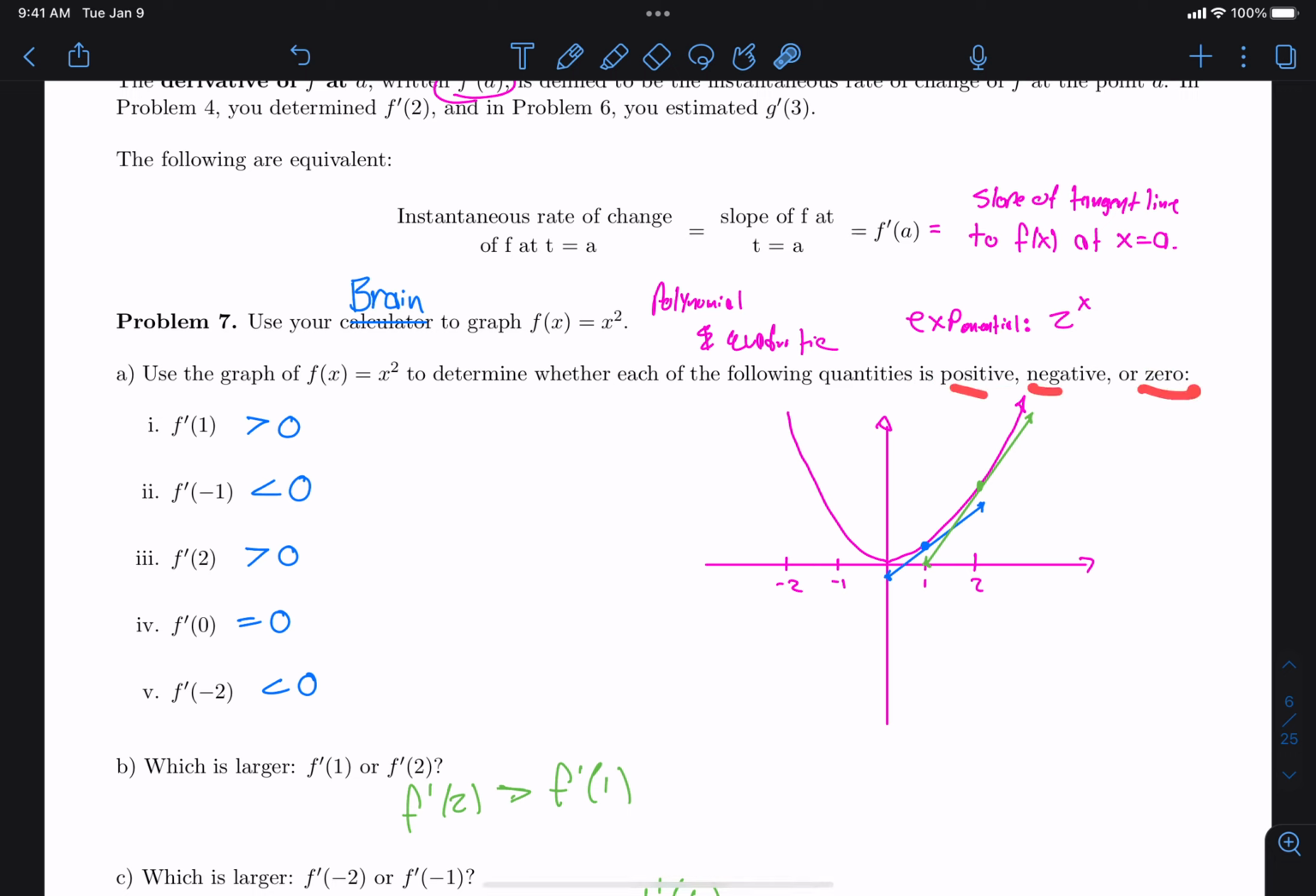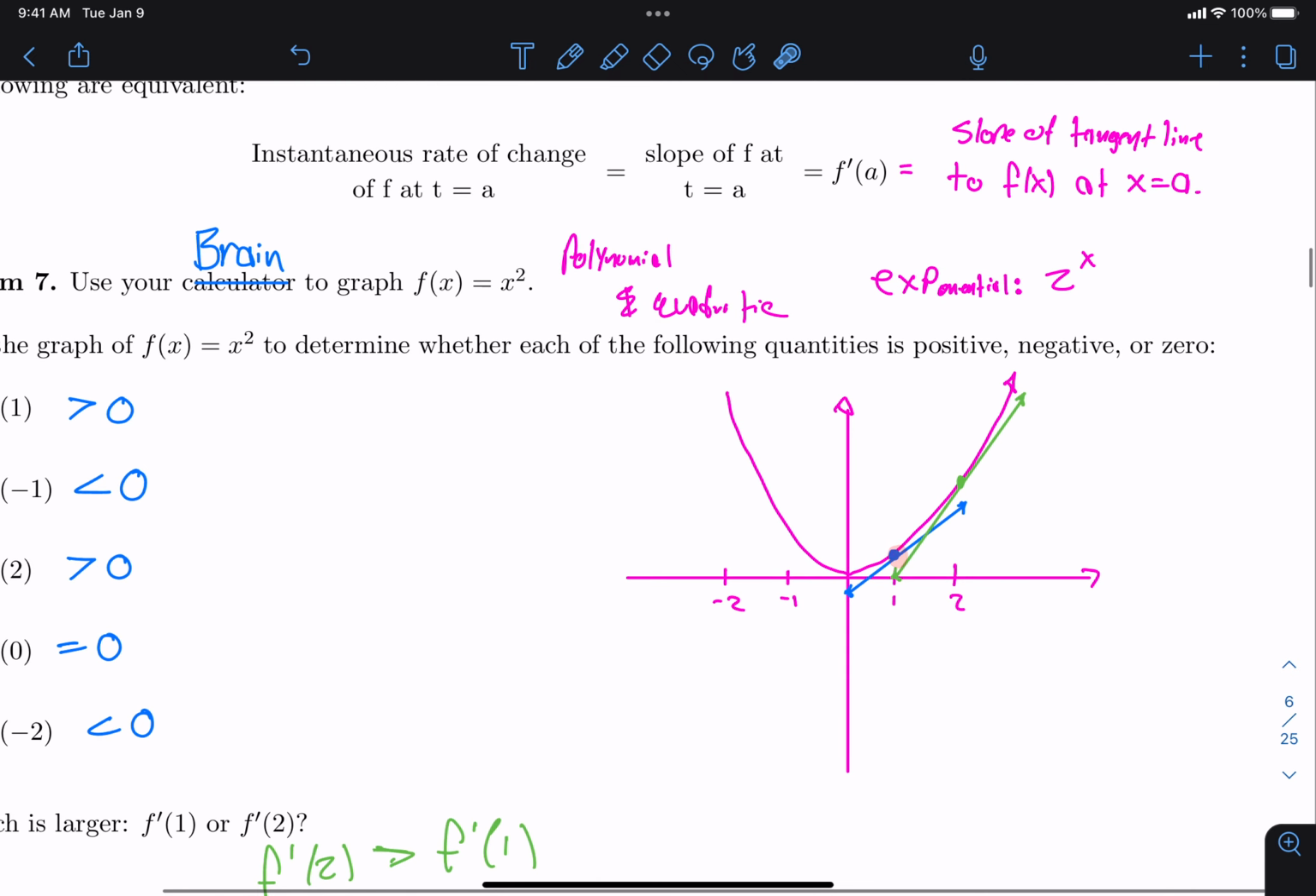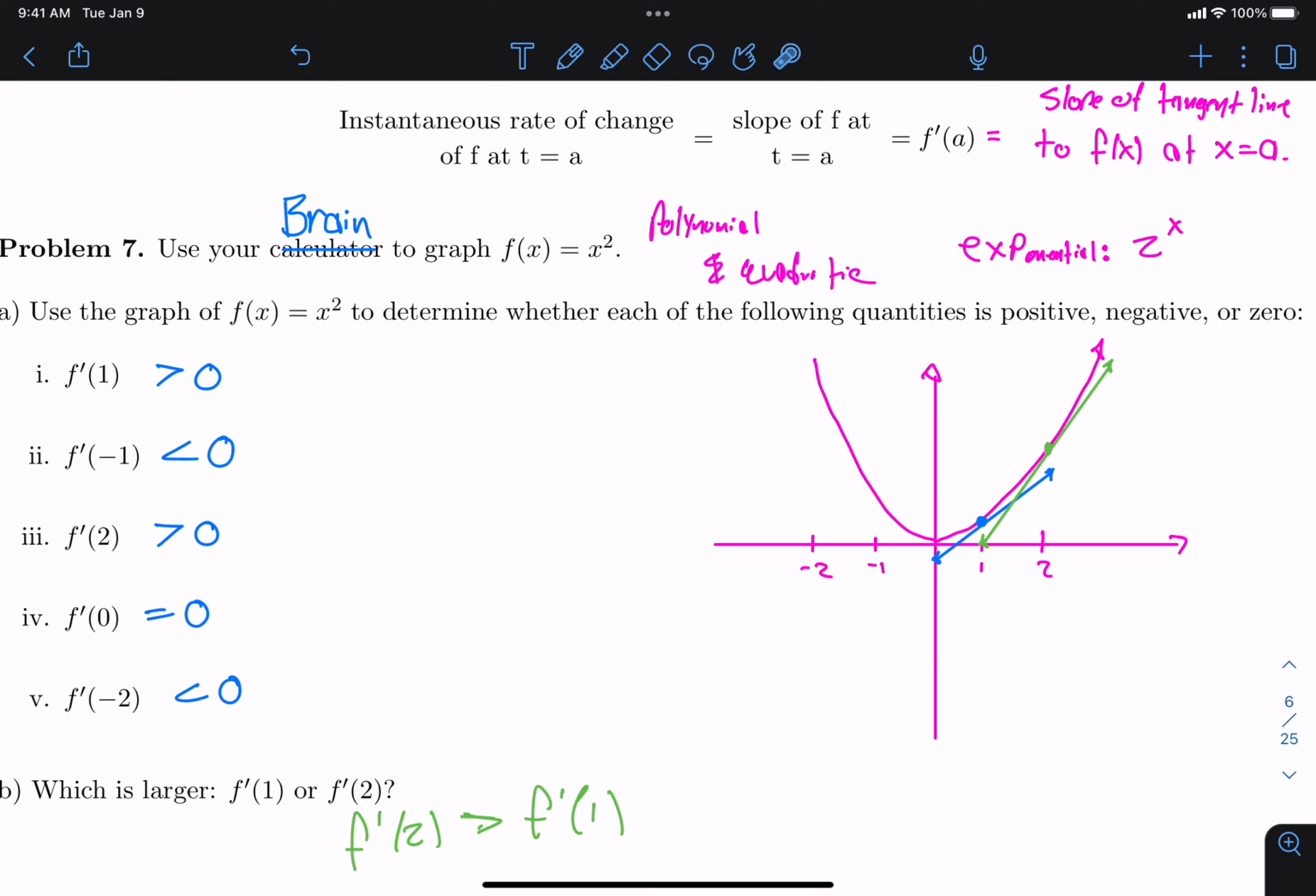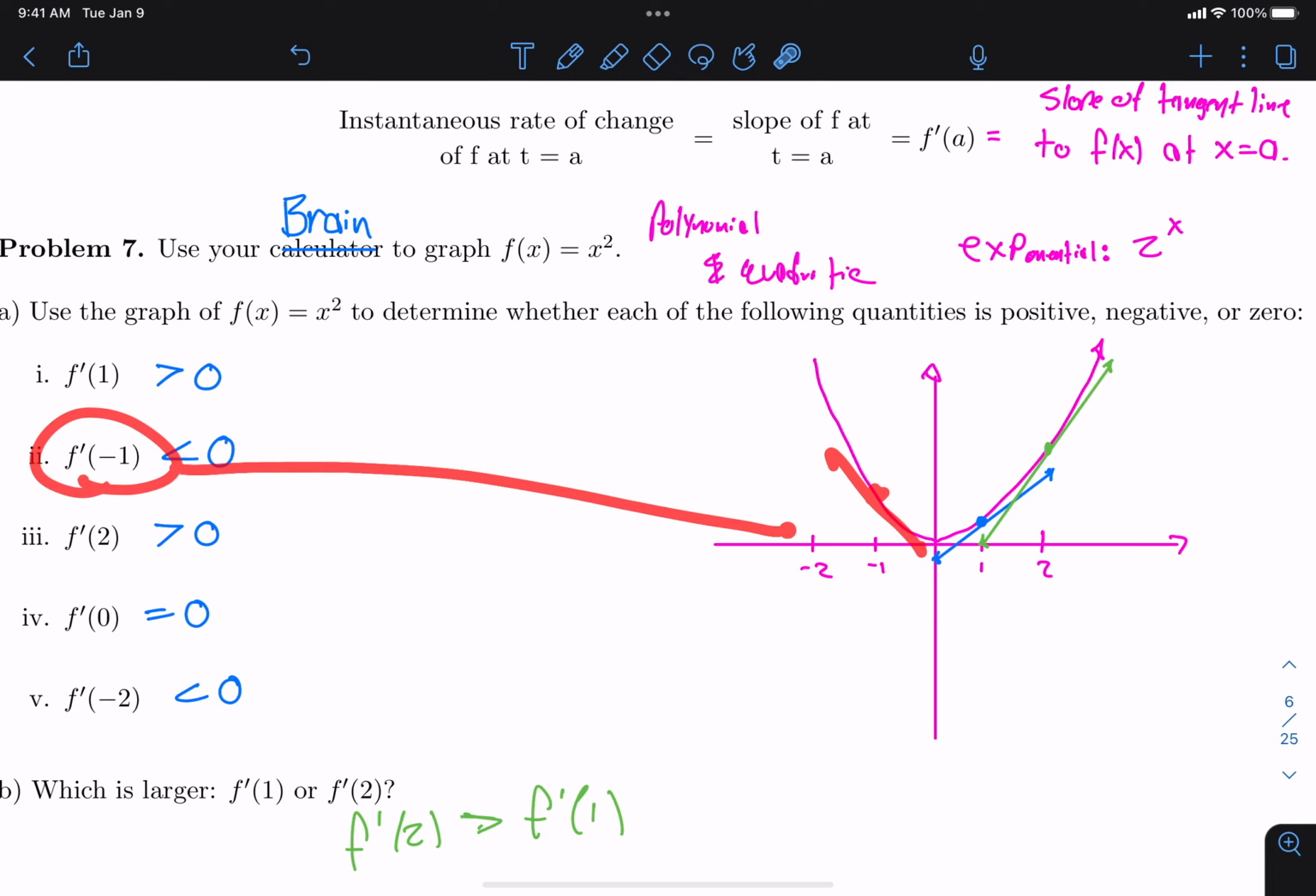Ultimately, what that came down to is a question about the slope at a given point. Are we increasing or are we decreasing? If we're going up, the slope is positive and the derivative is therefore positive. If we're going down, then the slope of the tangent line is negative, and so therefore the derivative, which is the slope of the tangent line, is negative, okay?